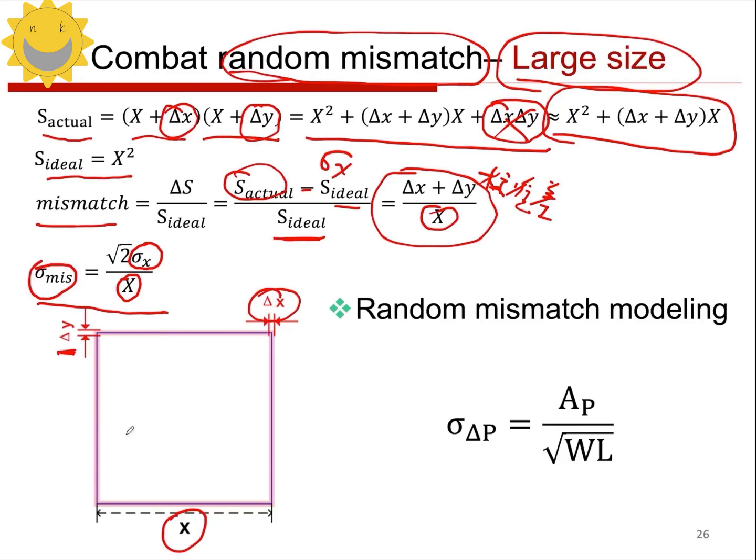So what does this mean? If I draw a very large square, and then draw a smaller square, the deviation of the larger square will be smaller, while the smaller square will have a much larger standard deviation. Through this analysis, we can see that using larger dimensions can reduce the mismatch of the components. Generally speaking, there's a model for this kind of random mismatch, and the model looks like this.